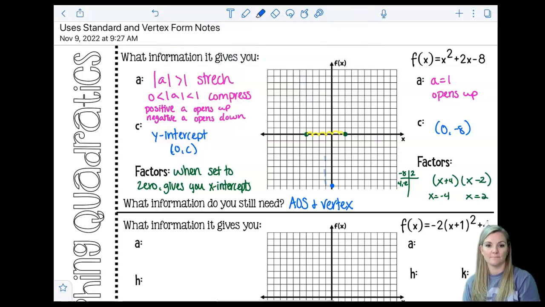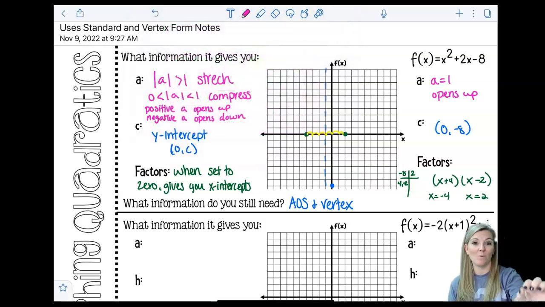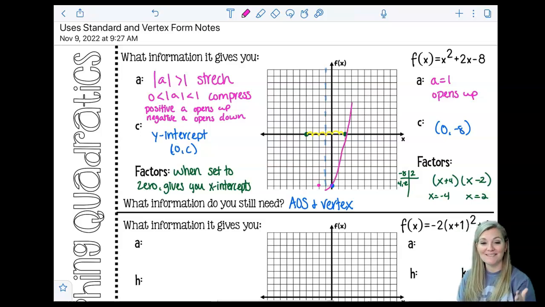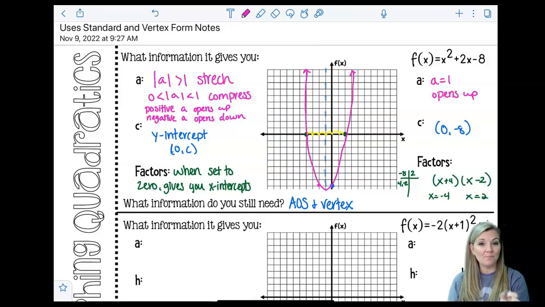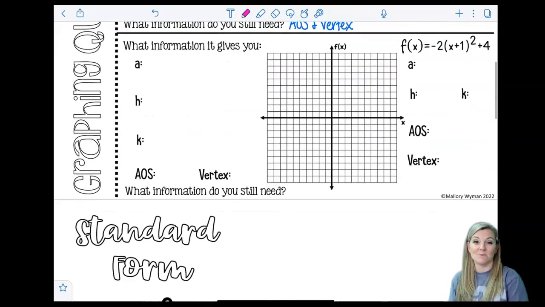So I do know that my h at least is negative 1, and I can reflect that y-intercept to the other side, but I still don't exactly know how low that goes. So I am still missing a critical piece of that graph. Okay, so this is sort of just showing you how you can't fully graph one entirely, at least with standard form.